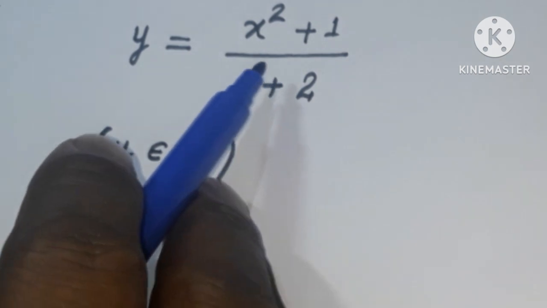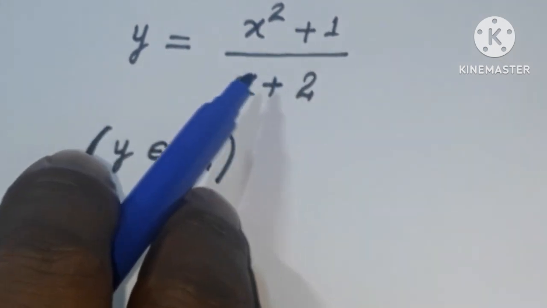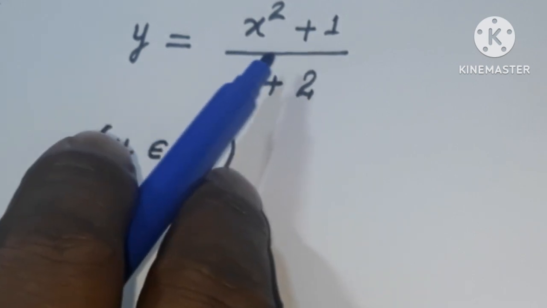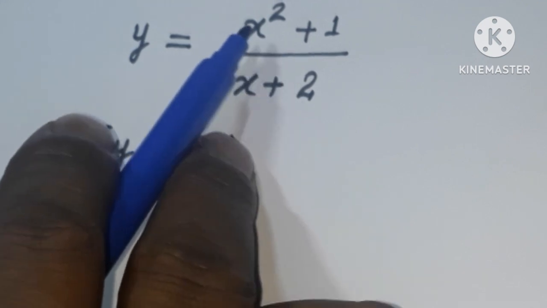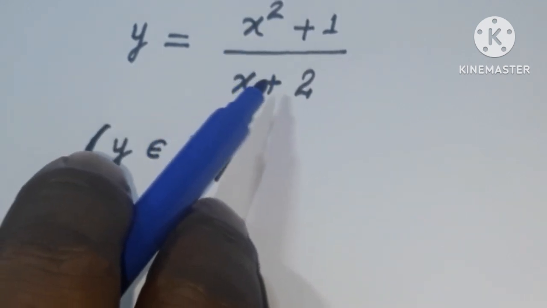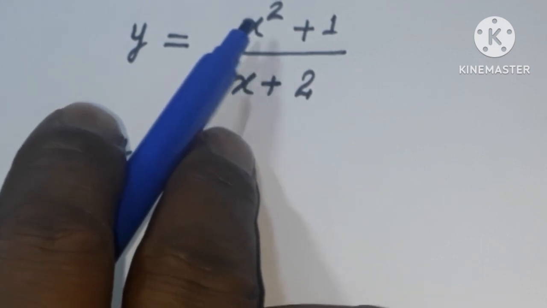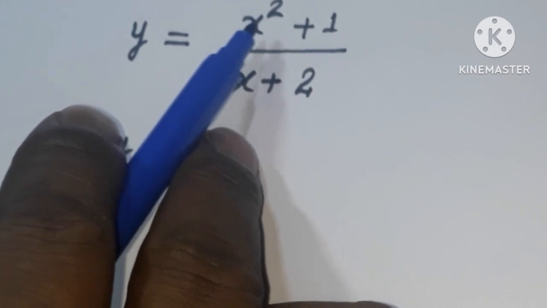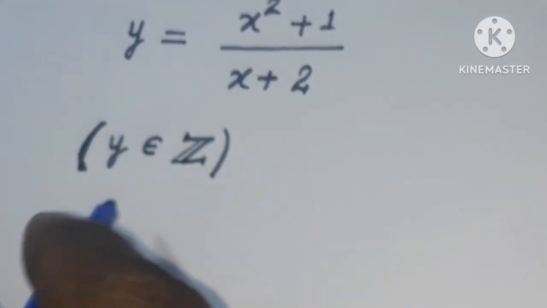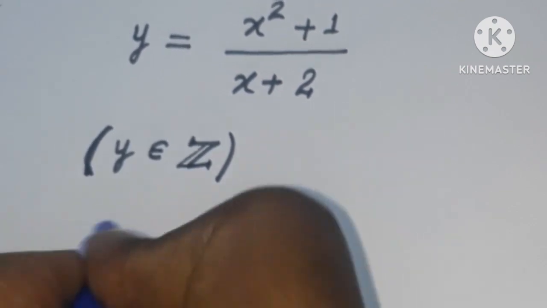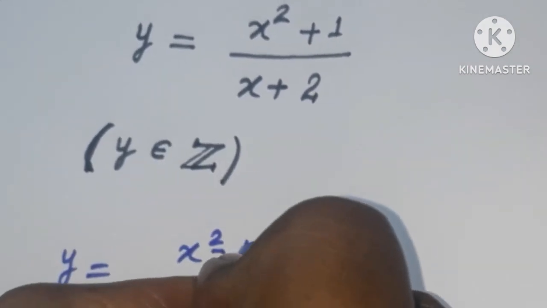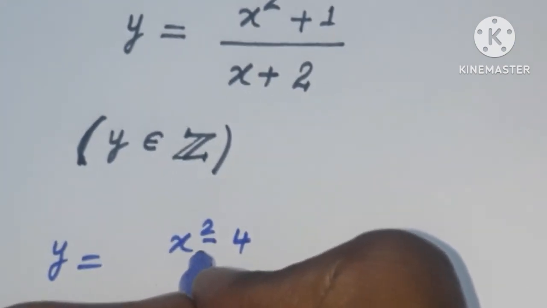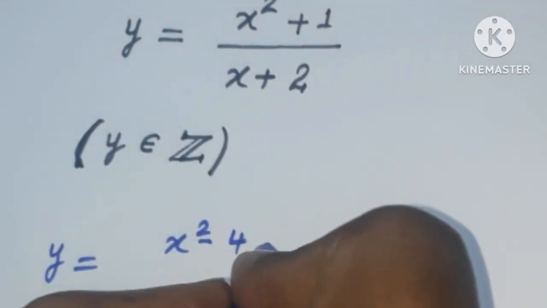Here you are seeing that we have x square plus 1, and there is a division sign followed by x plus 2. So x square plus 1 is going to be divided by x plus 2. You can see that an x square term is there. How can we make this x square divisible by x plus 2? We can do it by using x square minus 4. Obviously, x square minus 4 has x minus 2 times x plus 2 as a product.